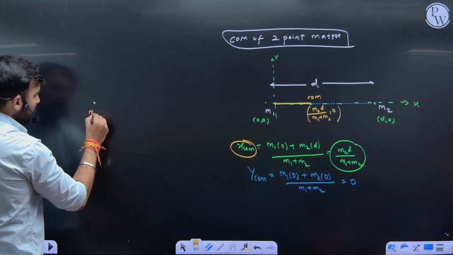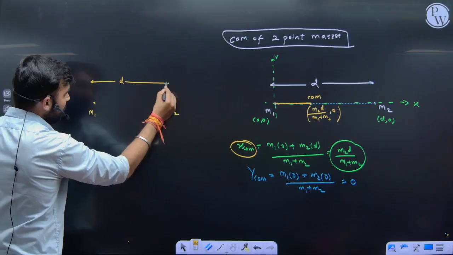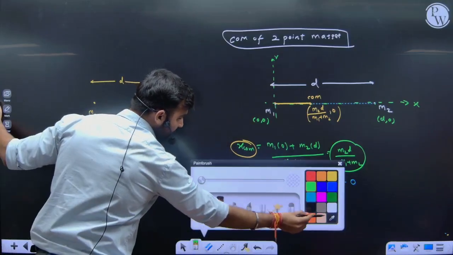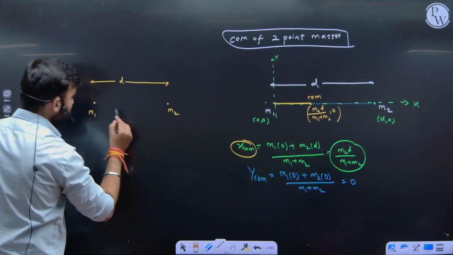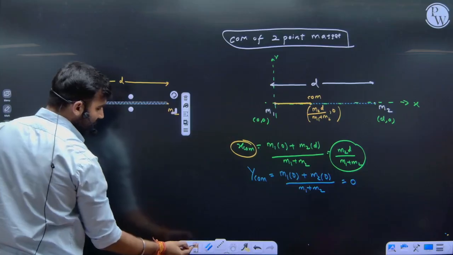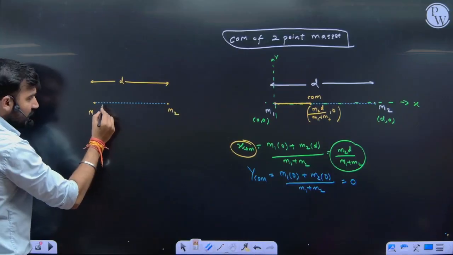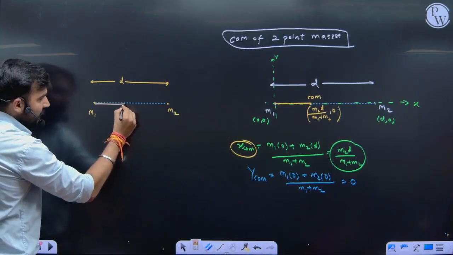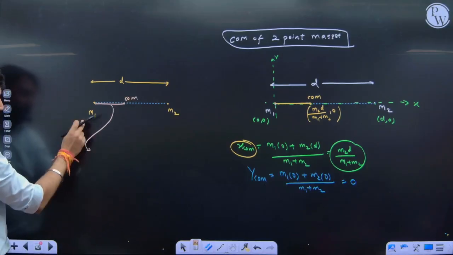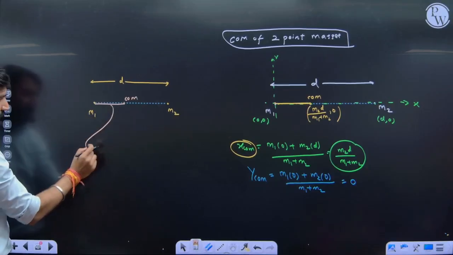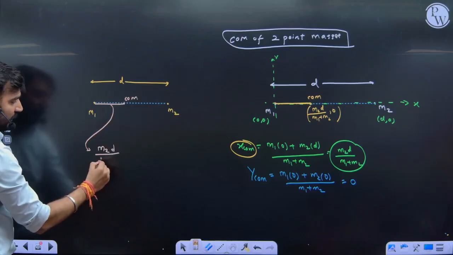So remember this thing, everyone. If two masses m1, m2 are given, and their separation d is given, and someone asks you to find the center of mass position, or at what distance it is lying, then you have to write that distance. From m1 you are writing this distance, so you will write m2 into separation d by total mass m1 plus m2.